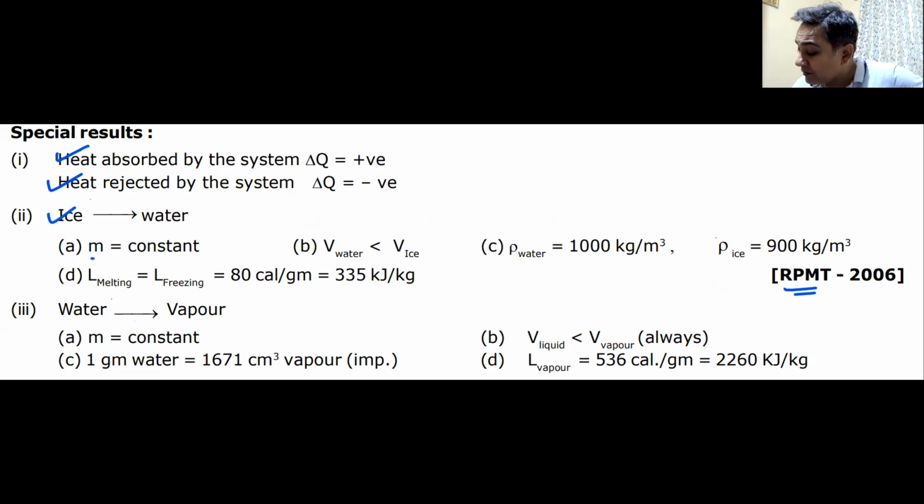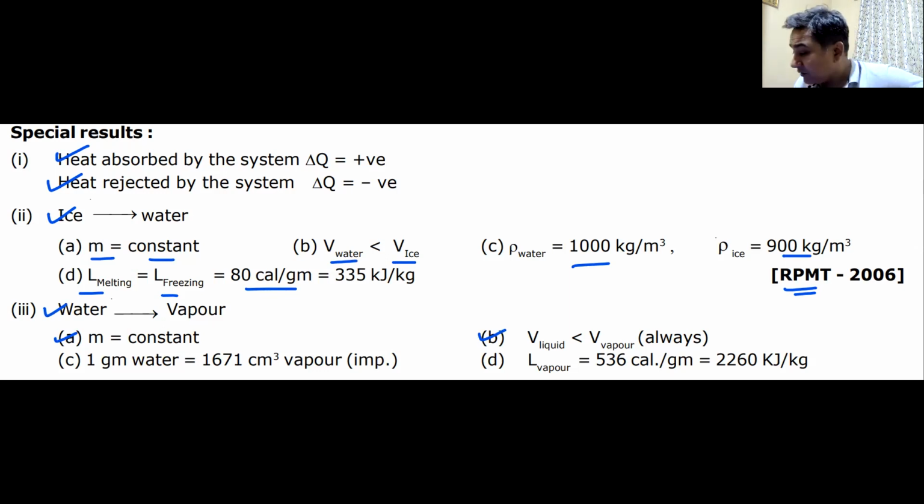Ice converting into water, mass remains constant. We must understand this. Volume of water is always less than the volume of ice because density is mass divided by volume, and the density of water is more than the density of ice. Latent heat of melting or latent heat of freezing is the same. When ice is melting, we call it latent heat of melting. When water is freezing, we call it latent heat of freezing: 80 calories per gram.